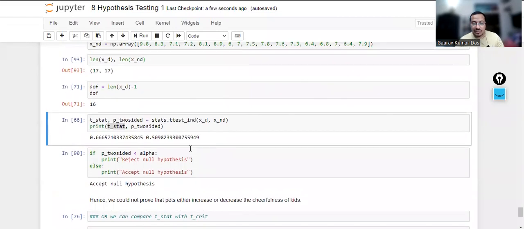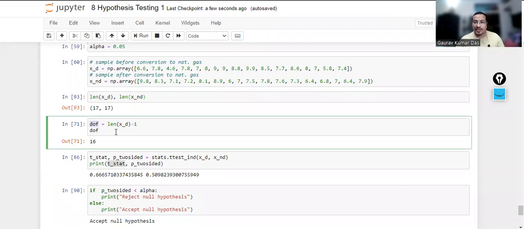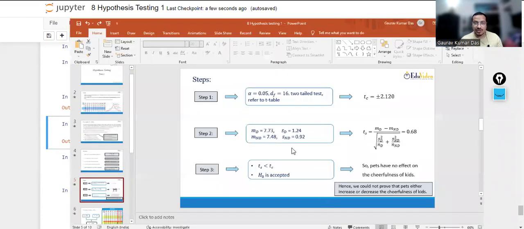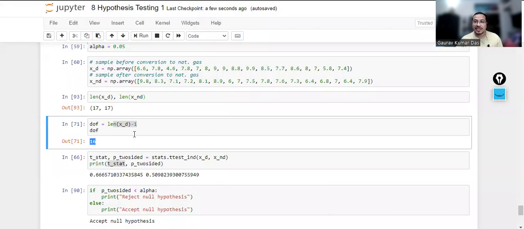One more thing I wanted to tell you before we end the session today is the degrees of freedom. When we calculate for the t-test, typically we choose the sample with fewer elements and then subtract 1 from the length of that sample. In this case, both have the same length, so we can simply use n minus 1, which is 16. That is what we explained in the slide as well. So typically we take the smaller of the samples and subtract 1 from its number of elements. Please do not forget that.